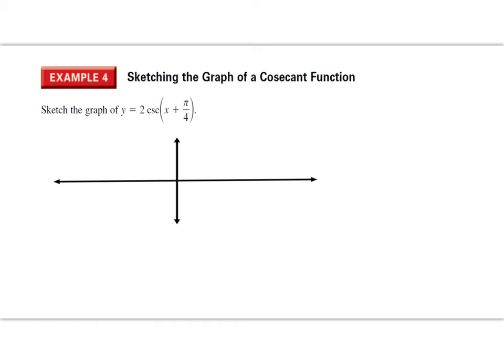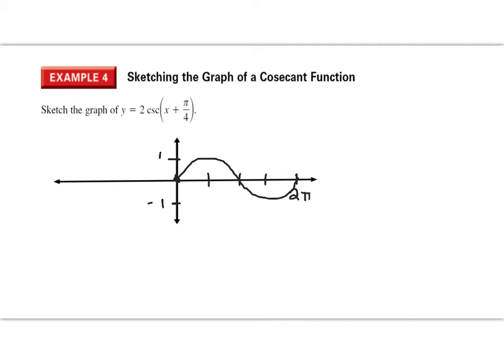So if we take a look at this one, the first thing I would do is graph the sine. So to graph the sine, 0, here's 2 pi. Remember, you do 4. And then it's at 1 and negative 1. So my original would go like this.